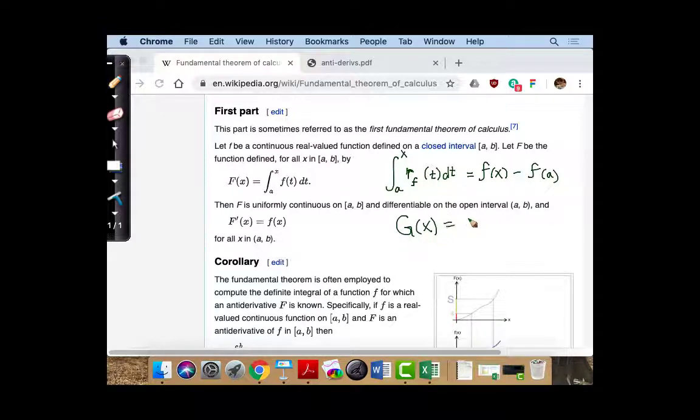Let's say that g of x is our lowercase f of x minus our lowercase f of a. A is some number. Would you agree that g prime of x is just going to be the same as, well, this is a constant, so it'd just be whatever the derivative of that is, which, with our notation from above, is r sub f of x, if we're using the letter x.